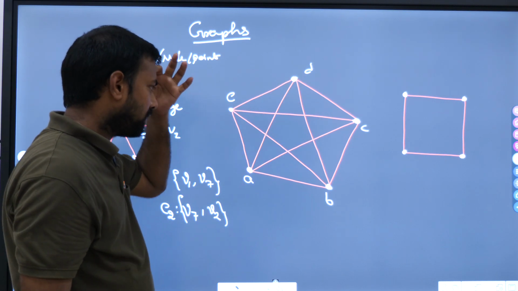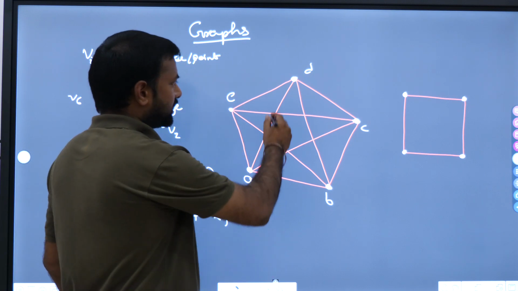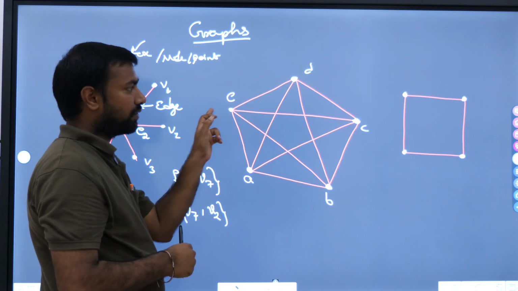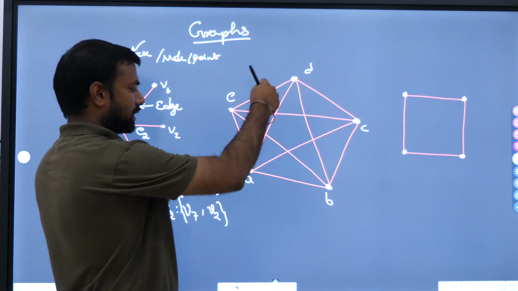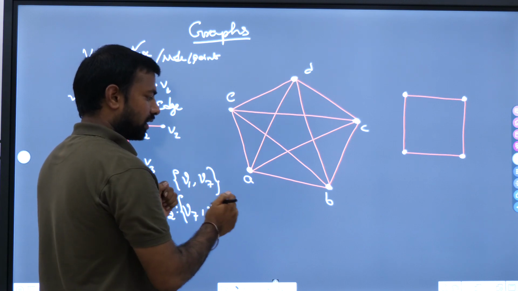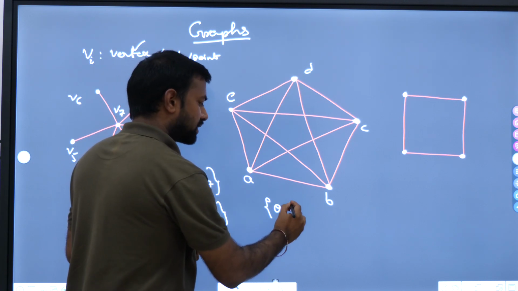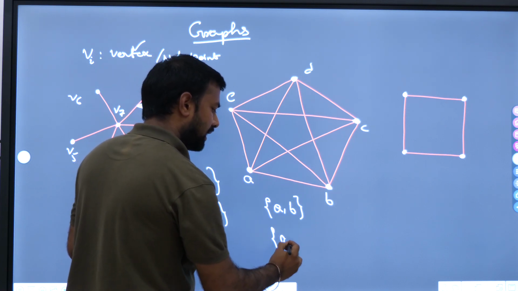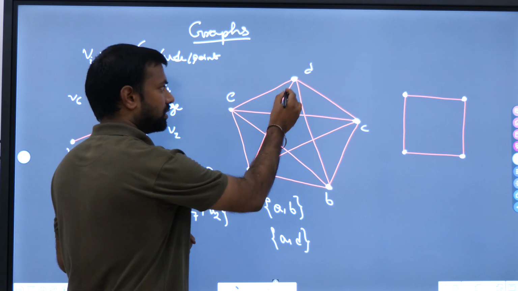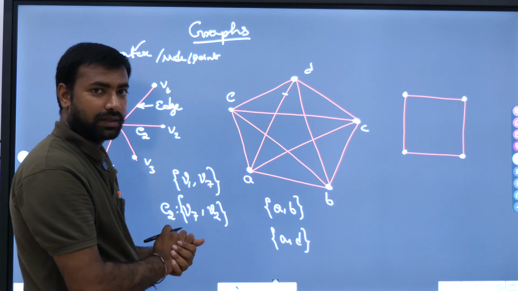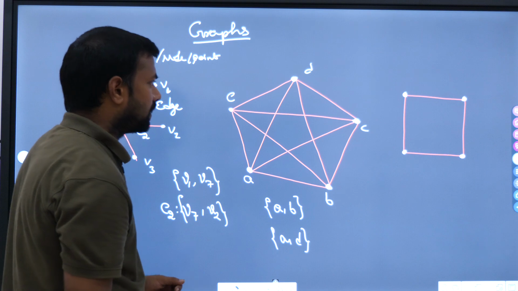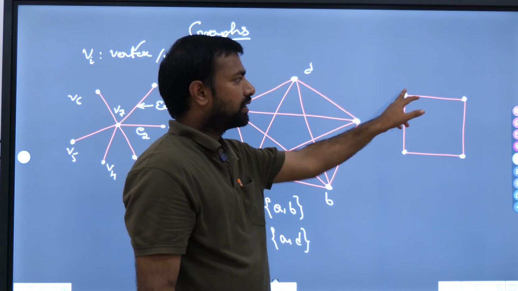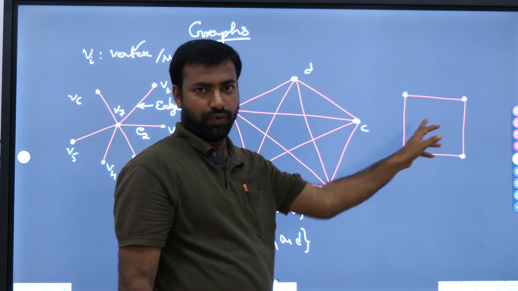Anything is fine, right? The interesting thing here is that between any two vertices, you can always find an edge. If I take A and D, there is an edge. There is an edge connecting A and B, and similarly AD. This is one more example in which there are 4 vertices and 4 edges.